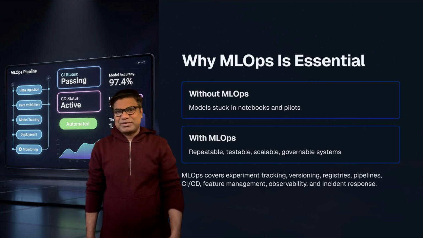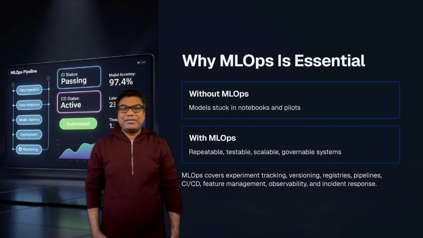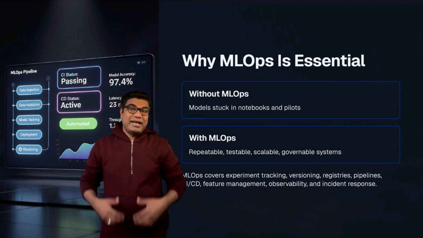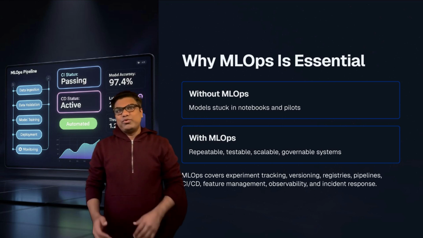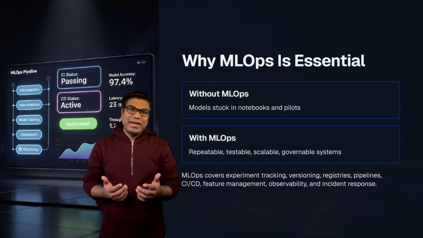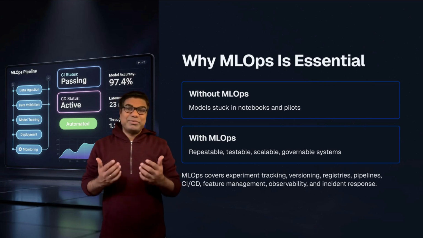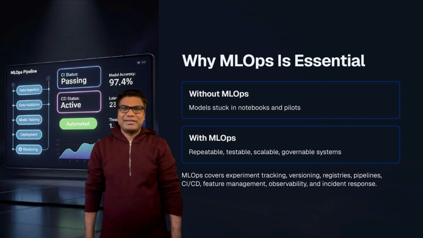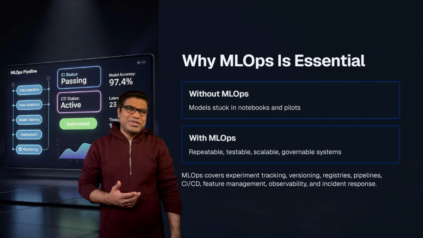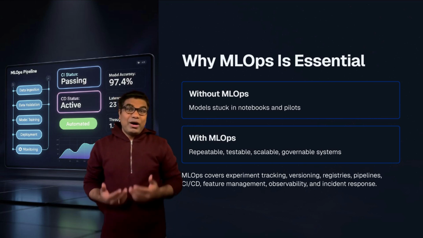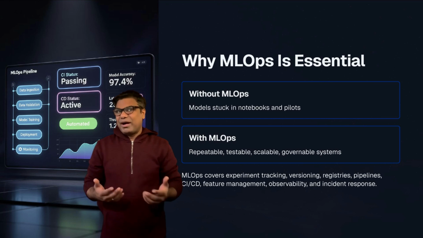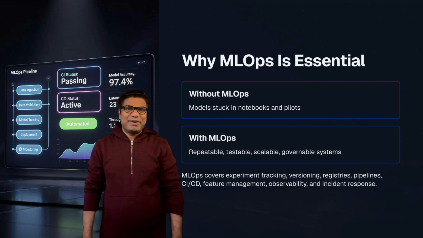MLOps covers experiment tracking, version control for code and data, model registries, pipeline orchestration, automated testing, continuous integration, continuous delivery, feature management, approval workflows, environment reproducibility, infrastructure as code, observability, and incident response. Without MLOps, many machine learning initiatives stay stuck in notebooks and pilot projects. With strong MLOps, organizations can move from one-off experiments to reliable products that survive real-world traffic, regulation, and business change.